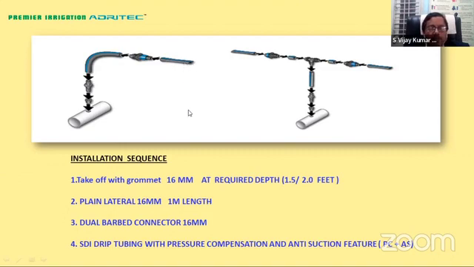And typically for subsurface drip irrigation, the most important part is the type of drip line tubing. The type of drip line tubing will have to be a dripper which has a pressure compensation feature, which actually has a diaphragm inside, and it has to have an anti-suction and a pressure compensating feature, so that will form a physical barrier for anything that will enter into the system.